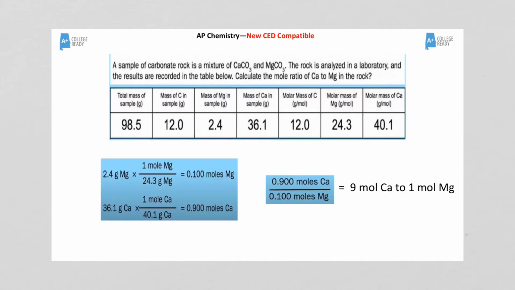So if you look, here it's kind of written out neatly. So I've got 0.1 moles of magnesium. They solved that first, but the order that asked me for this is calcium to magnesium, so make sure you answer in that order. So it is 9:1.